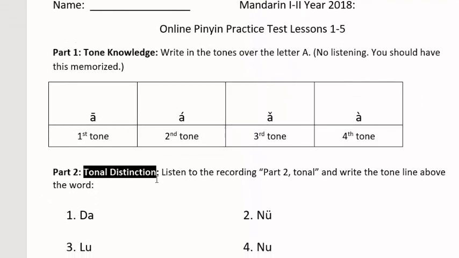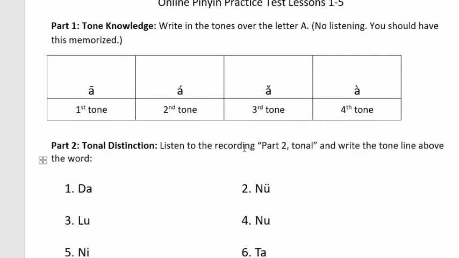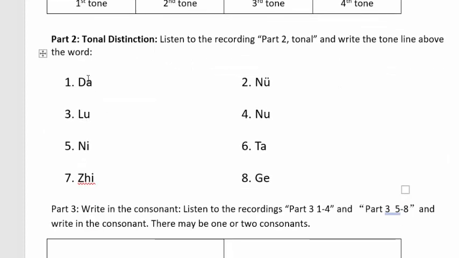The second part is tonal distinction. So I've made a whole bunch of recordings, and you have to listen and write the tone that you hear above the letter. So when you hear da, you're going to write da, or if you hear da, you're going to write da, and do that for all 4. These are each worth 1 point for a total of 8 points.